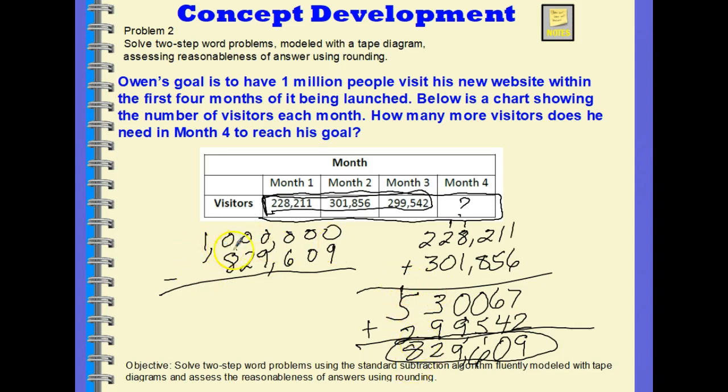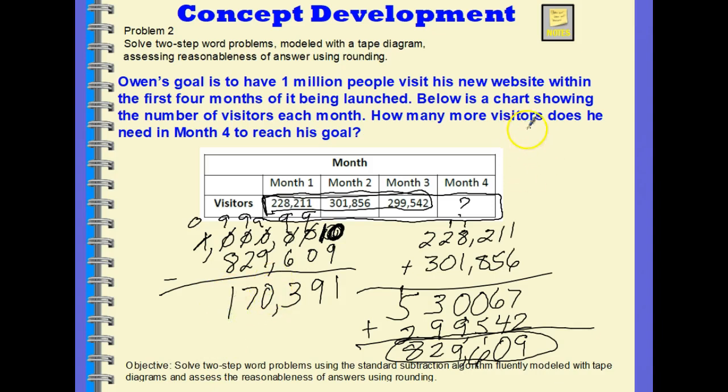Now, this is one where it's all zeros, so I'm just going to borrow once here. Change this to a 9, this to a 9, this one to a 9, this one to a 9, 9, and then the last one is a 10. Alright, so 10 minus 9 is 1. 9 minus 0 is 9. 9 minus 6 is 3. 9 minus 9 is 0. 9 minus 2 is 7. 9 minus 8 is 1.